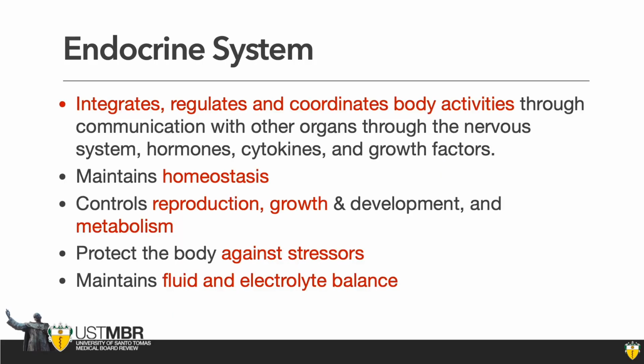The main function of the endocrine system is to integrate, regulate, and coordinate a lot of body action. So there's an interplay, cross-talking of all these different hormones to keep your organs going. It's important for maintaining homeostasis, for reproduction, growth and development, and also metabolism. We also have stressors like catecholamines and cortisol. And of course, fluid balance through antidiuretic hormone, and electrolyte balance, calcium, sodium, and potassium, are all regulated by hormones.